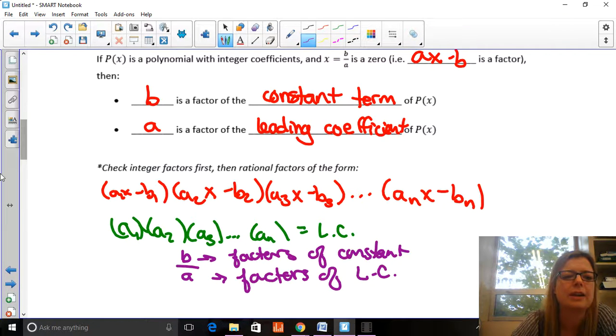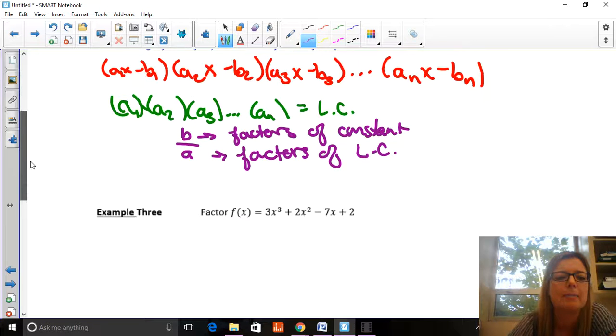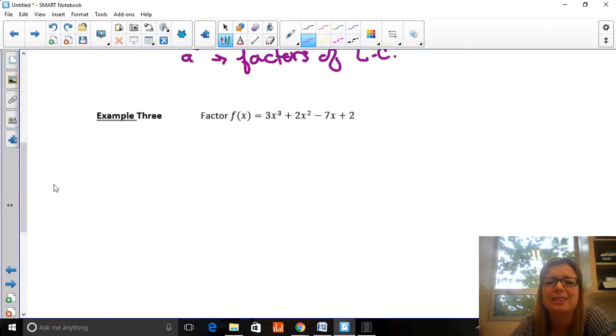Okay, so that just kind of tells you what you're supposed to test. But that being said, don't test fractions unless you have to. Normally, on most of these homework questions and on the test, there will be at least one integer factor, and then you could find the fractions later when you factor the quadratic, which is much simpler.